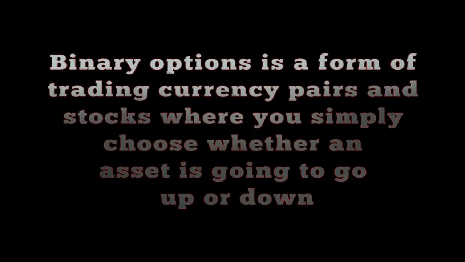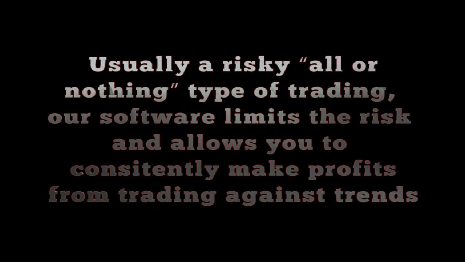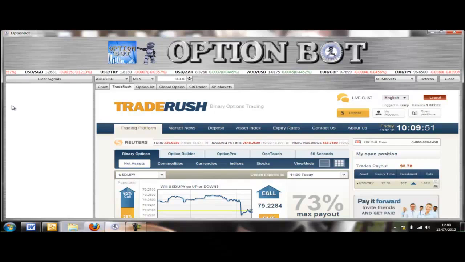Binary options are a form of trading currency pairs and stocks where you simply choose whether an asset is going to go up or down. Usually a risky all-or-nothing type of trading, our software limits the risk and allows you to consistently make profits from trading against trends. This is OptionBot, the world's most accurate binary options indicator for currency pairs.